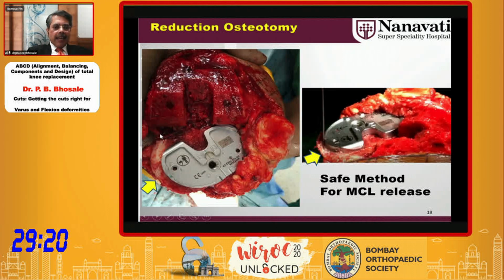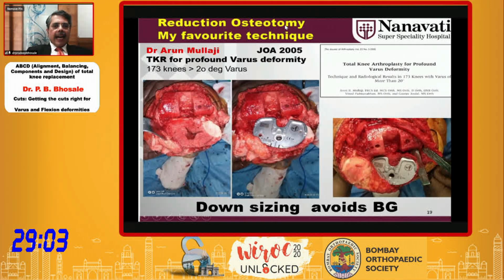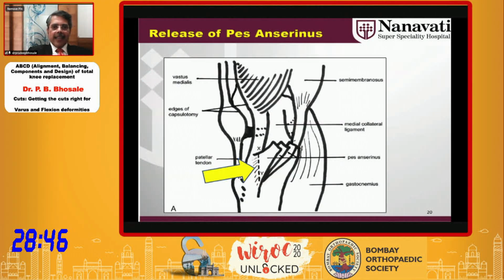So this is a typical example of reduction osteotomy. There is so much extra bone, and when you cut that carefully, preserving the MCL, you do get very good relaxation of the MCL, which is very important in severe deformities. And I must compliment Dr. Arun Mullaji. He has a wonderful publication on 173 knees with more than 20-degree varus, and he has also described this technique. Excellent technique. I use it very often.